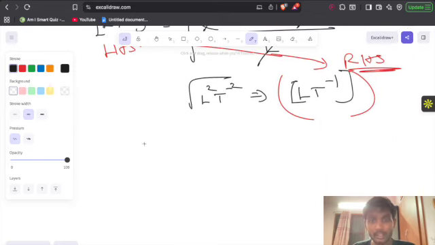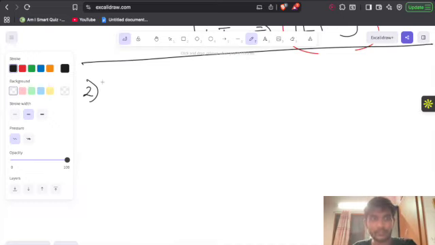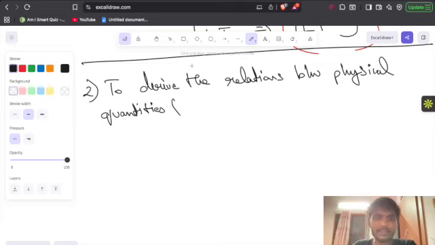So now let us move on with our second application of dimensional analysis, which is to derive the relations between physical quantities. In simpler terms, you can just keep it as deriving the formulas.